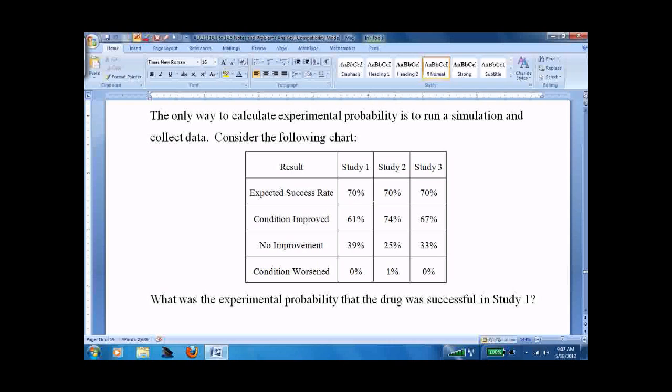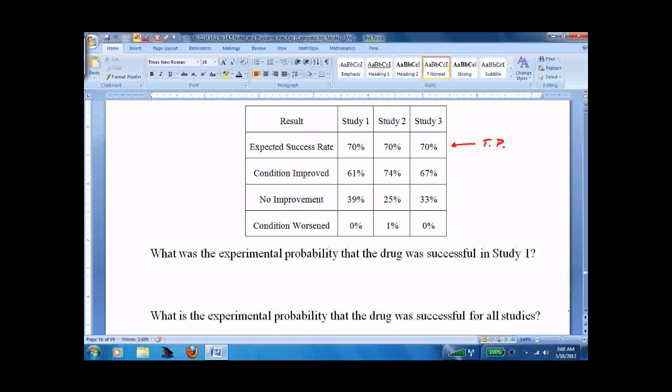So this is a simulation that was run with a drug, and they were assuming it would fix people. That's your theoretical probability: it should fix 70% of the patients. So they actually ran 3 studies, and they found that it helped 61%, 74%, 67% in each study, did no improvement to the rest, and actually made one of them worse. So this is a drug.